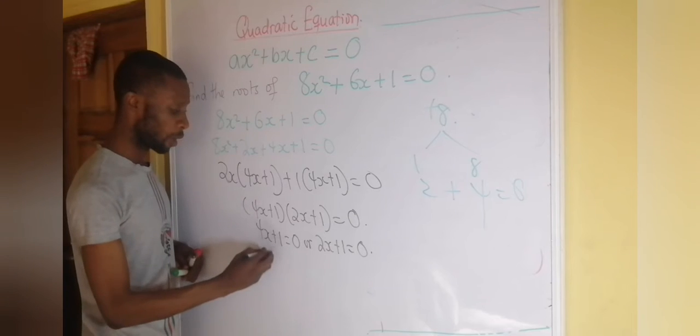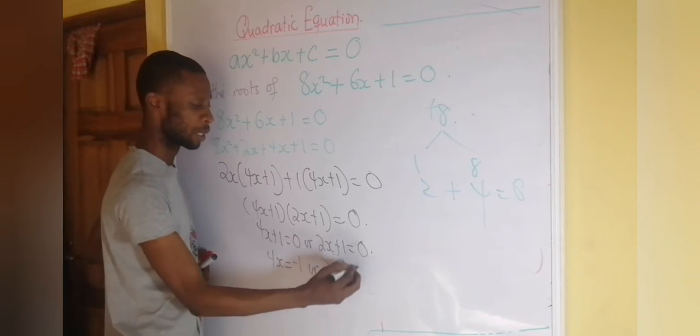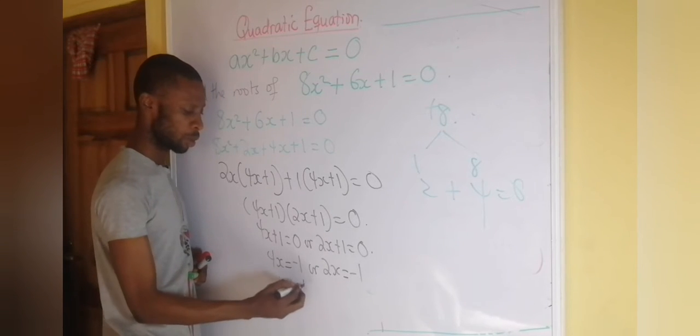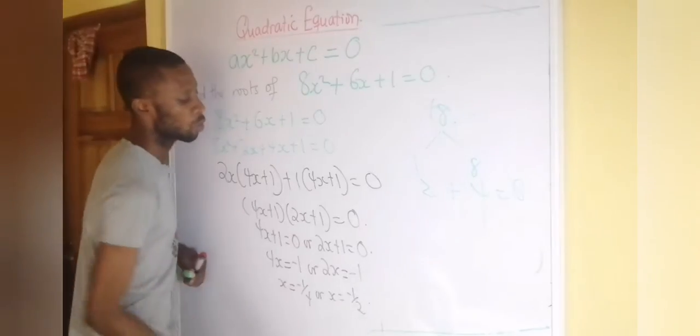So we have 4x equals minus 1, or 2x equals minus 1. x is minus 1 over 4, or x equals minus 1 over 2. So it's as simple as that.